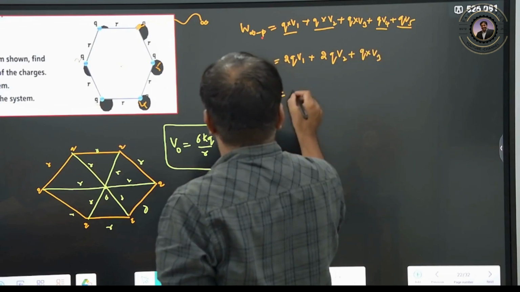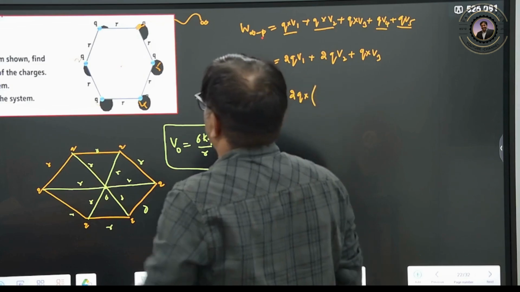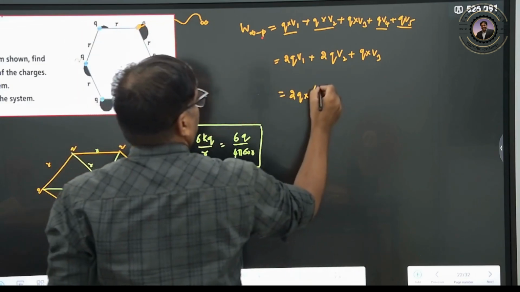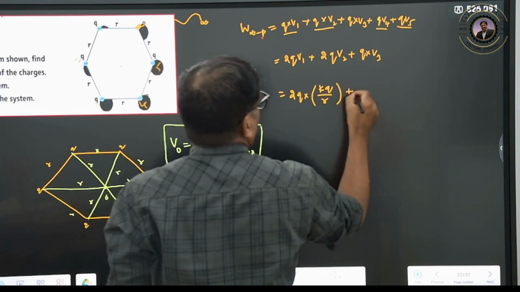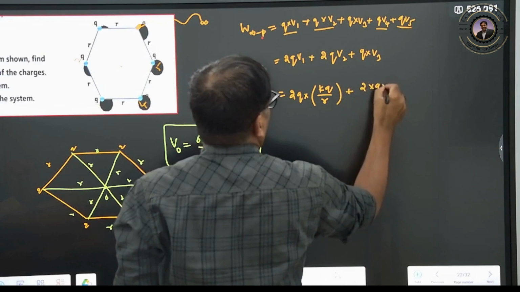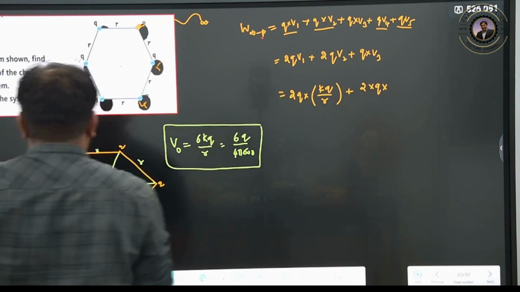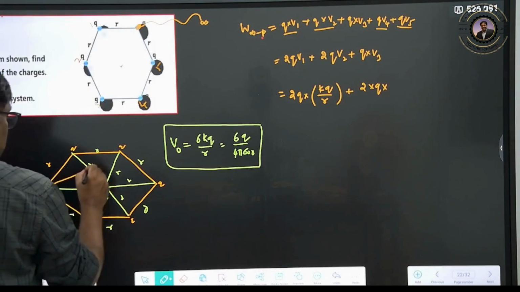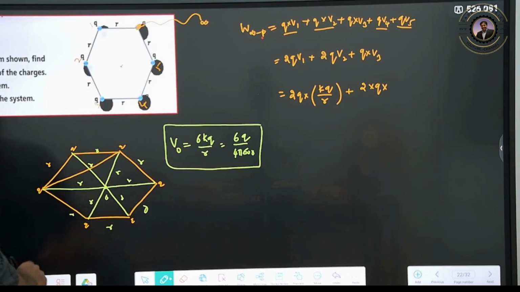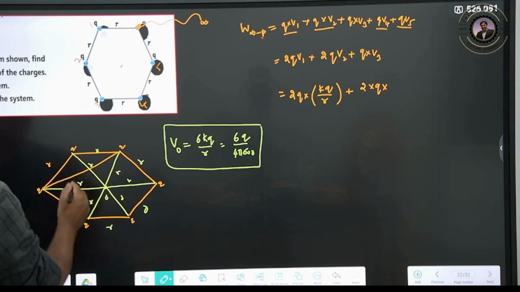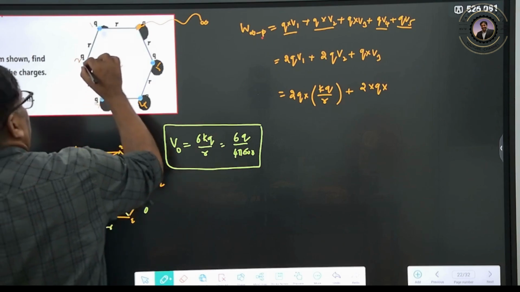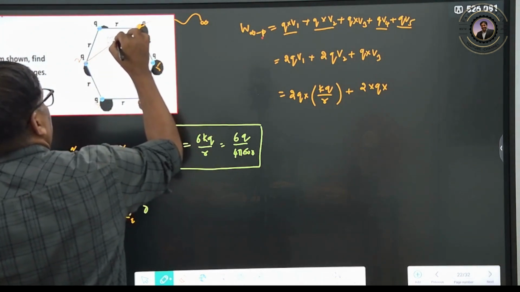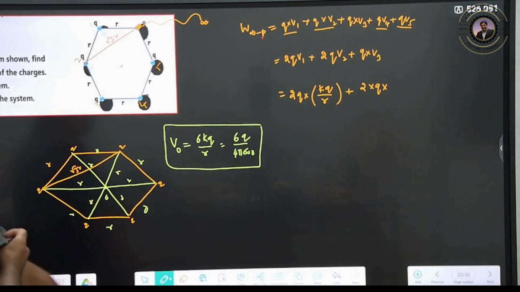Clear? So 2 into q into the potential due to this point charge, how much now? kq by r. Therefore 2 into q into the potential due to this one. What is this distance now? This is like a parallelogram, so this is nothing but root 3 into r. What is this distance now? This distance is also root 3 into r. Clear?